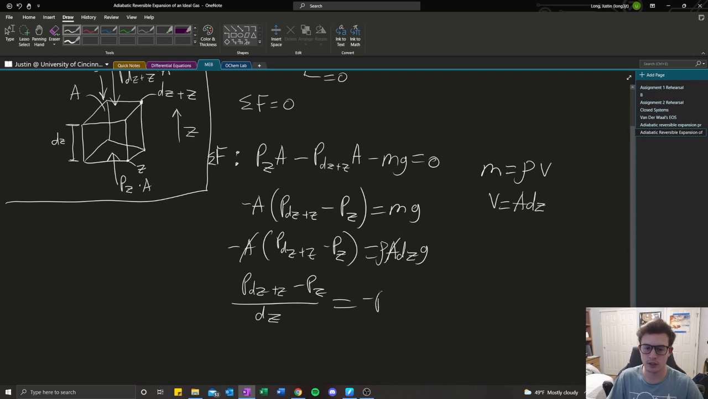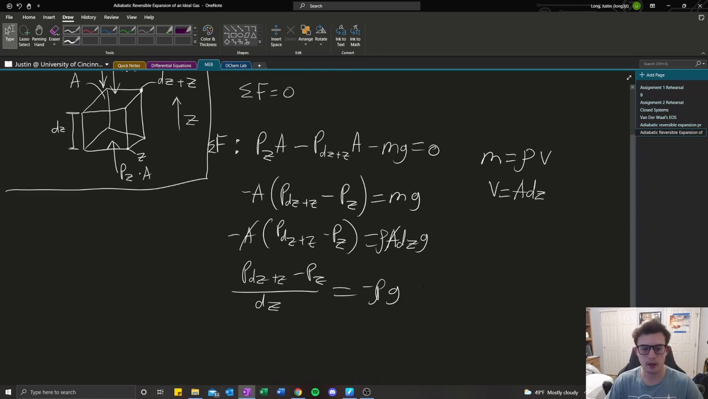And we've got the negative rho, that's a rho, times the gravity. Alright, so a couple things we need to notice here. We need to notice that because we have the density and we're at an ideal gas, the density is equal to the mass over the volume. And at an ideal gas, we know that the mass is equal to the number of moles times the molecular weight.